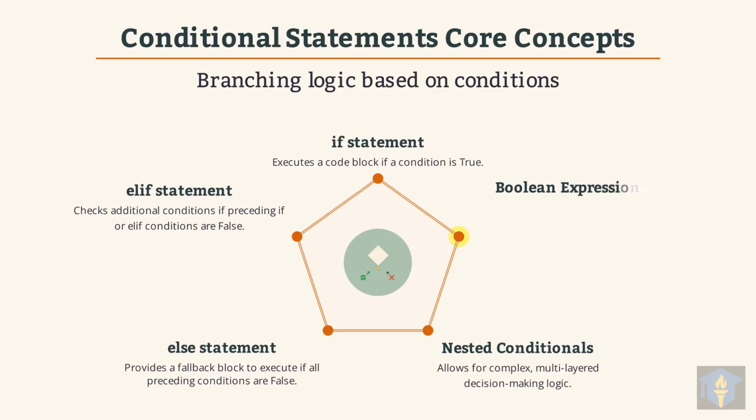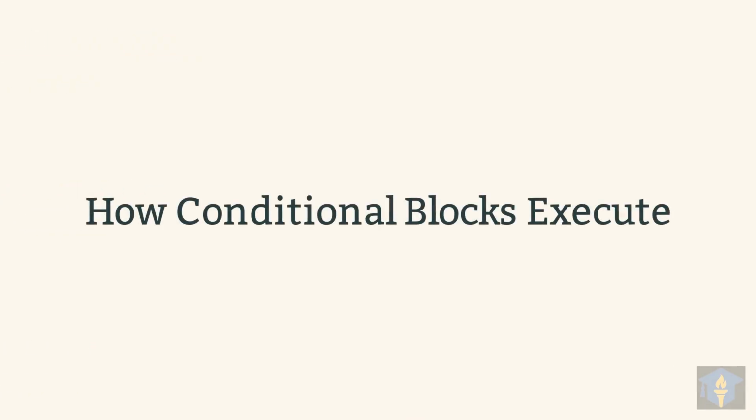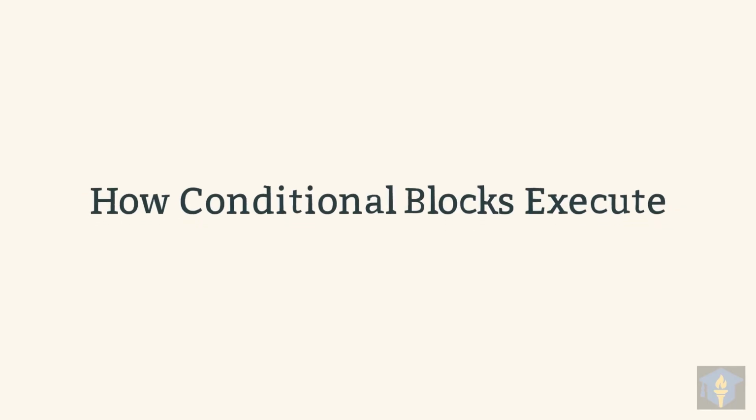Boolean expressions are the heart of conditionals. These are conditions that always evaluate to either true or false. They often use logical operators like and, or, and not to combine or modify conditions, yielding a simple true or false result. Now, let's trace exactly how conditional blocks execute, understanding the precise flow of decision-making in your programs.